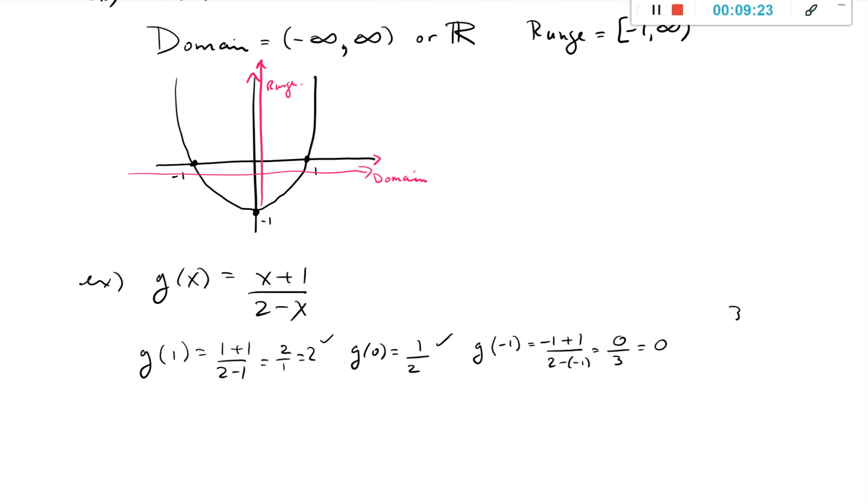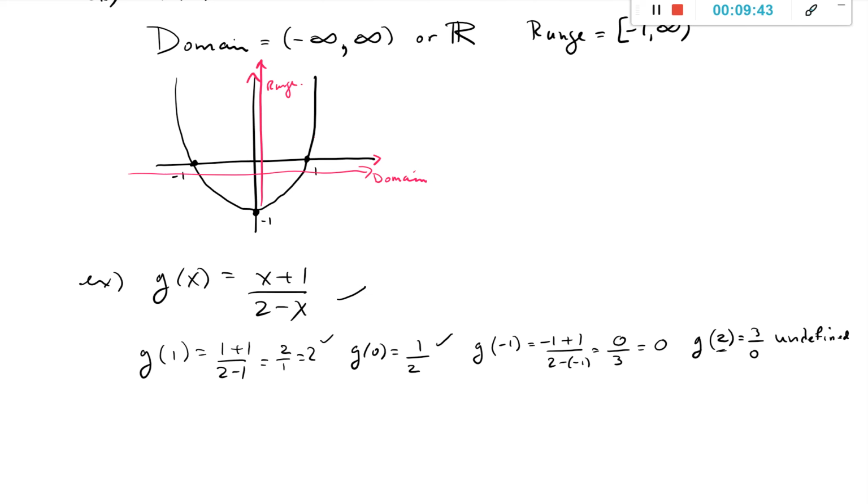But one thing you cannot evaluate is something like 3 over 0, or anything over 0 is not going to work. And this is going to happen if you replace x by 2. So notice if you replace x by 2, you get 3 over 0, so this is undefined. So 2 is not going to be part of the domain.